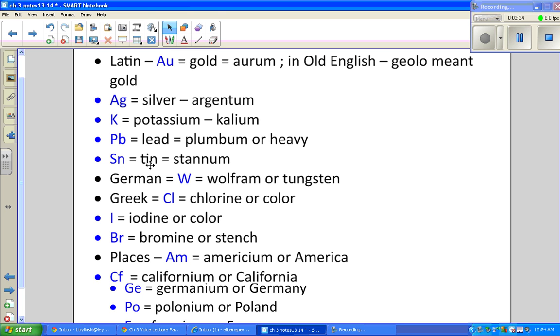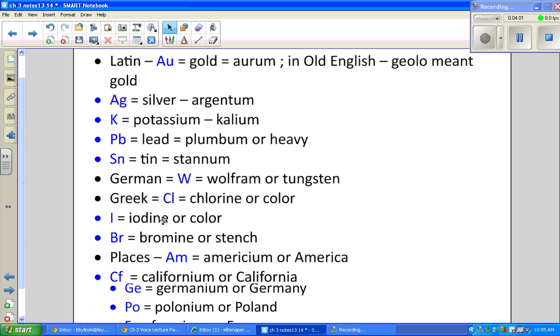Okay, Sn is tin, from the Latin word stannum. And here we have a different language now. German, Wolfram is the W that represents tungsten. And another little side note, tungsten is in your light bulbs. It's the little filament that allows the light bulb to last for a long time because tungsten has a fairly high melting point. So yes, you have tungsten in your homes, but don't go staring at light bulbs. Just so you know, it's the filament inside a light bulb.